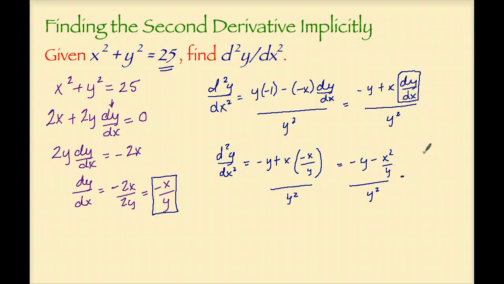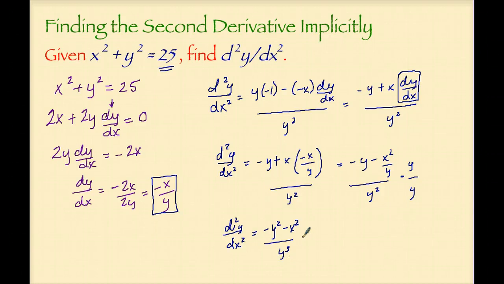And to simplify this complex fraction, I'm going to multiply the numerator and denominator by y, which will give me the second derivative of y with respect to x is now equal to negative y squared minus x squared over y cubed. Now this is the second derivative, and if we were plugging in a specific point in order to get a slope, we could do that here.